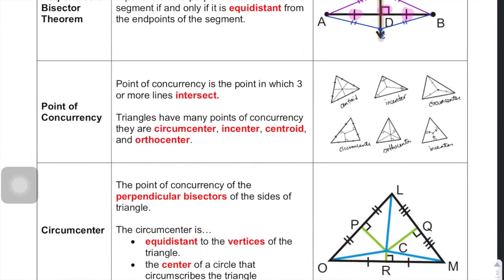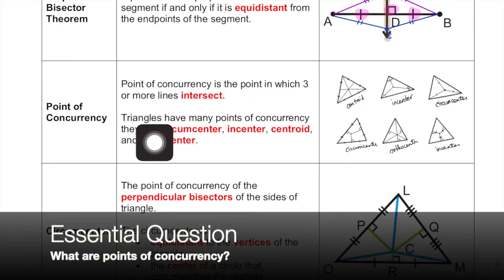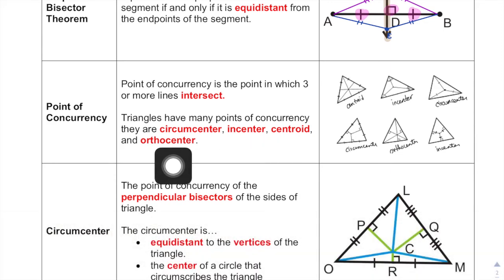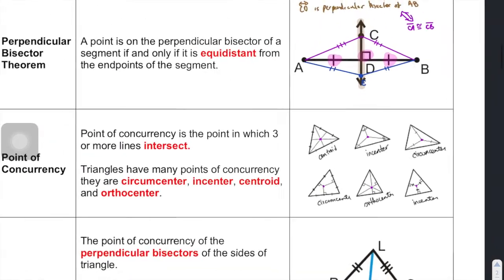Now, a couple other things that we're going to introduce in this chapter are points of concurrency. A point of concurrency is a point in which three or more lines intersect. In triangles, they have special names. We're going to discover 4 points of concurrency: the circumcenter, incenter, centroid, and orthocenter. We'll split those up over multiple days. If you want to get a brief glimpse as to what they are, the picture here kind of shows you each one of these points is the respective point of concurrency. And you can see their markings here as well, kind of lightly.